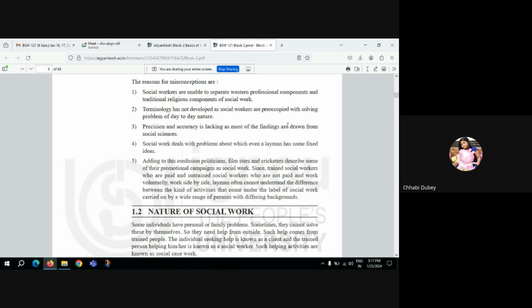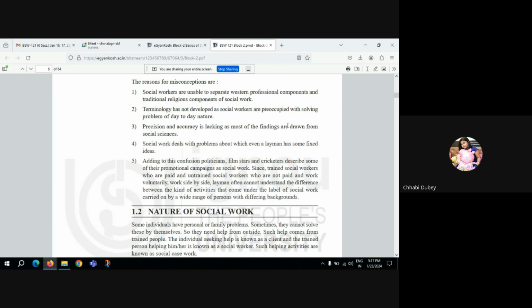Second, the terminology has not developed. And because most of the social workers have been preoccupied with solving the everyday problems of the clients rather than actually developing more theory. Then precision and accuracy, most of the times you will find that this is definitely lacking, and most of the findings are drawn from social issues. And social issues can be very context specific, and they can be very subjective. There is a great deal of subjectivity in social work, and it also deals with problems about which even a layman has some fixed ideas.